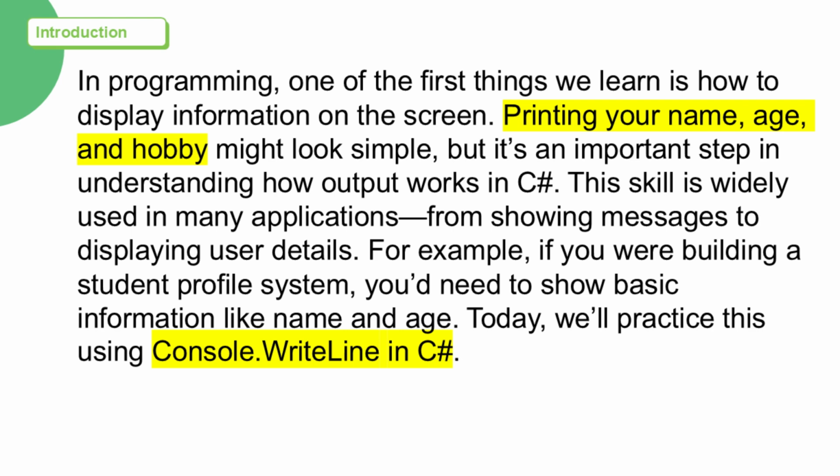In programming, one of the first things we learn is how to display information on the screen. Printing your name, age, and hobby might look simple, but it's an important step in understanding how output works in C#. This skill is widely used in many applications, from showing messages to displaying user details. For example, if you were building a student profile system, you'd need to show basic information like name and age. Today, we'll practice this using Console.WriteLine in C#.